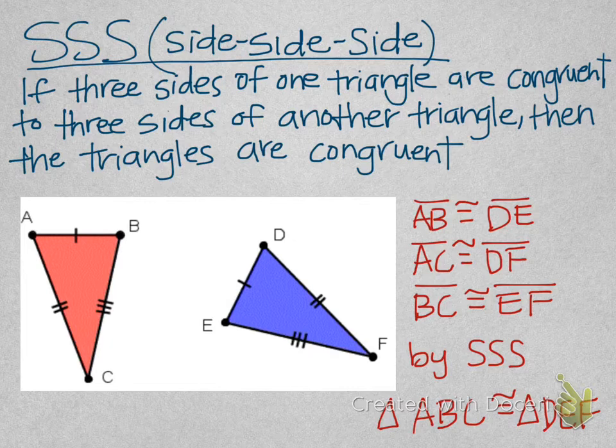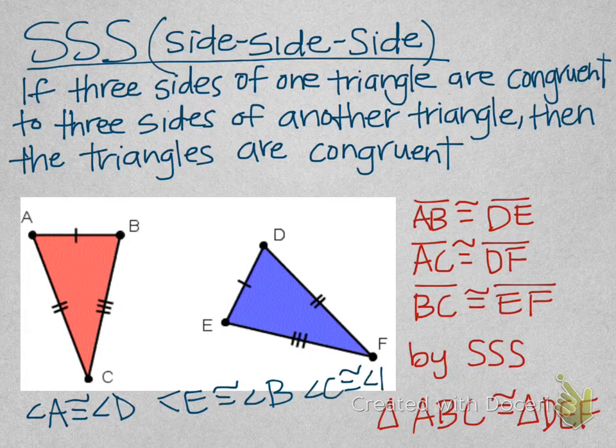Once we've proven by side, side, side that the whole triangles are congruent, I can go ahead and conclude that other parts are congruent also. Like I could say that angle A is congruent to angle D. Just looking at the congruence statement, I can say that angle E is congruent to angle B. And I could say that angle C is congruent to angle F. I'm allowed to conclude these 3 after I've proven that the whole triangles are congruent.